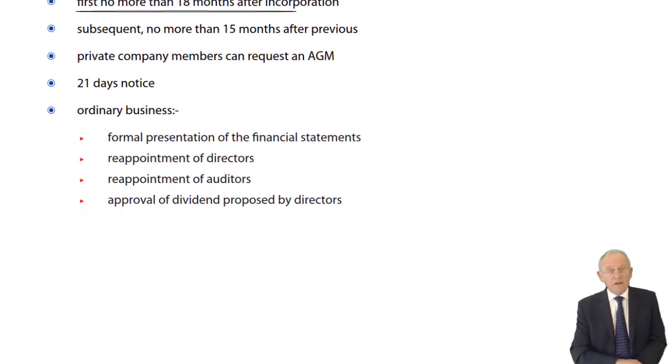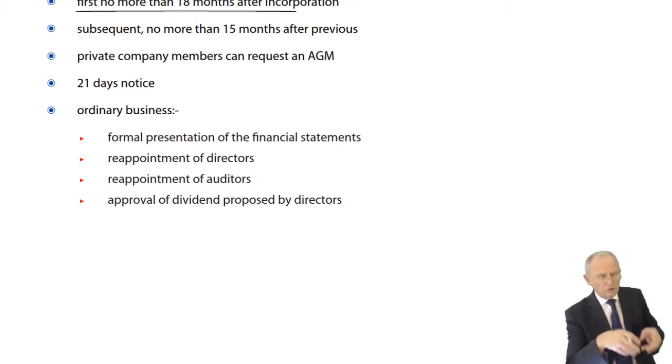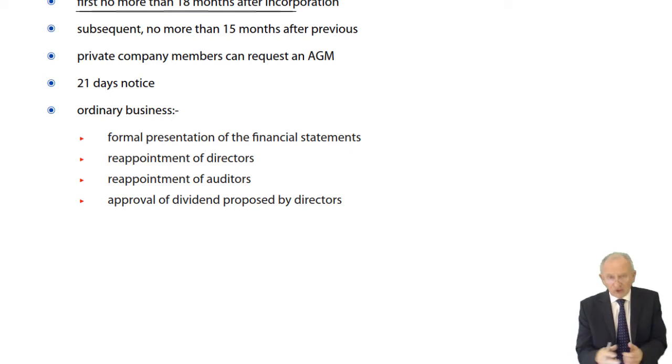Annual general meetings require 21 days' notice. So the 21 clear days' notice. The board will instruct the secretary to send out notice of a meeting with at least 21 clear days' notice before the date of the meeting, not including the date the notice is served and the date of the meeting. So you've got 21 clear days' notice to be given to all the members.